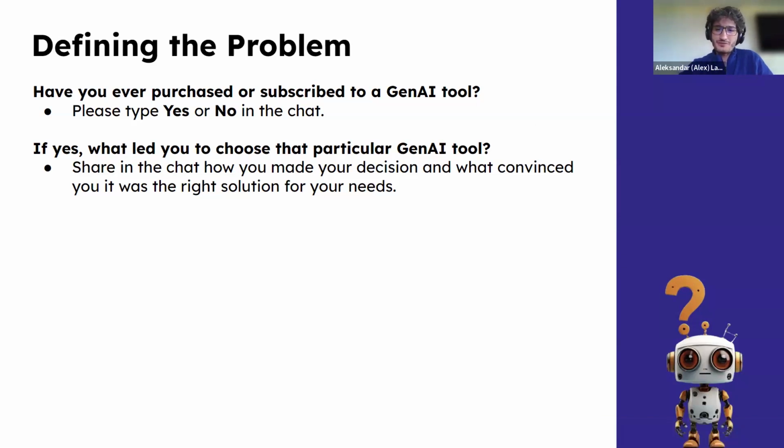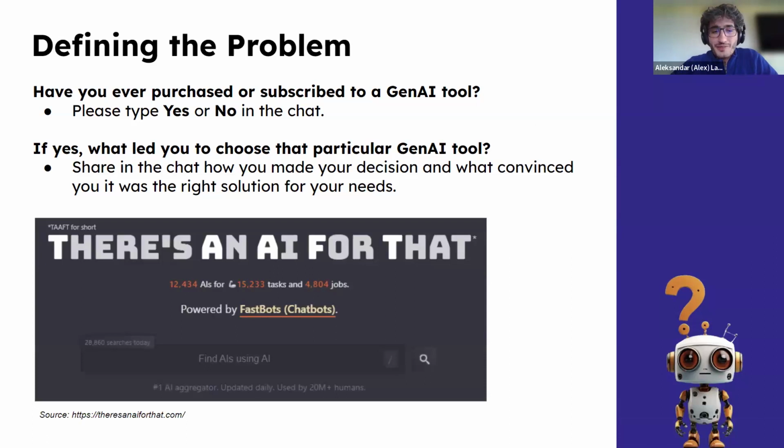So I wanted to show this website called There's an AI for That. This website serves as an aggregator of all of the AI tools that exist in the market, and these are not education specific. As you can see, we have over 12,000 AIs. And when we defined the problem, we were thinking there are already 12,000 AIs.